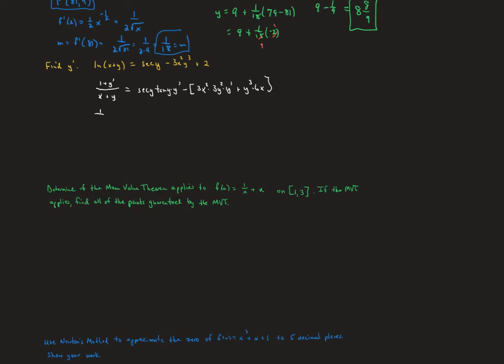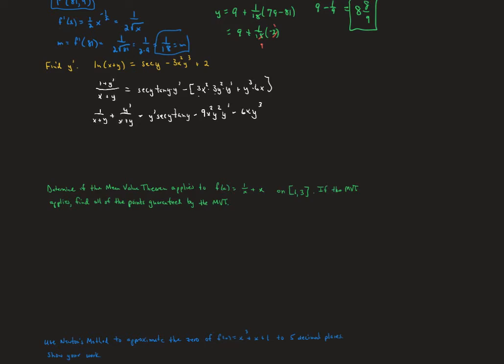So now I'm going to do a little cleanup before I move things around. This is going to be 1 over x plus y plus a y prime over x plus y is equal to, I'm going to bring the y prime in front for secant y tangent y, and then distribute that negative sign. The numbers migrate to the front, so that's going to be a minus 9x squared y prime, and then a minus 6xy cubed. Now we're ready to start moving stuff around.